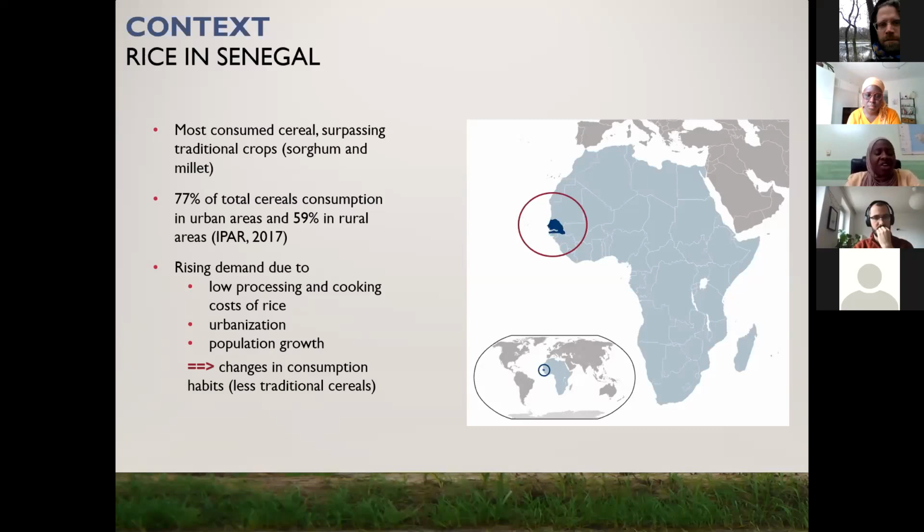And we are seeing rising demand due to the low processing and cooking costs of rice. Processing rice requires many efforts, so when the processing is improved, we are seeing an increase in demand. Also, urbanization and population growth are increasing demand. Beyond this, we also have a change in consumption habits. Senegalese households are consuming less traditional cereals.